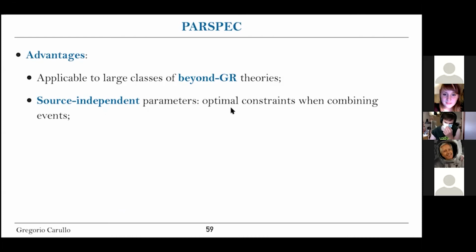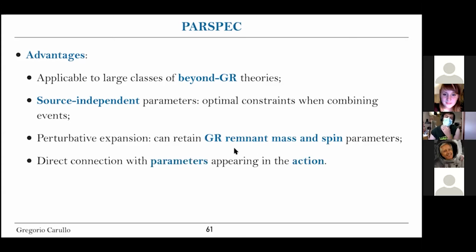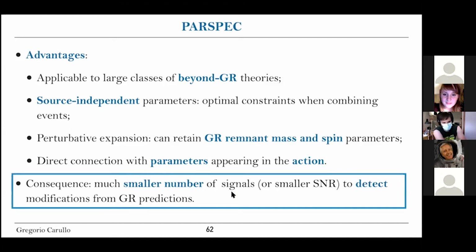You can just combine the constraints all together, and so you get optimal constraints. As I said, you can use the GR remnant mass and spin. And more importantly, there is a direct connection with the parameters appearing in the action, which is very interesting for constraining alternative theories. And so the consequence is that you are imposing more information. And so you need a much smaller number of signals or smaller SNR to detect any modifications from the GR prediction.